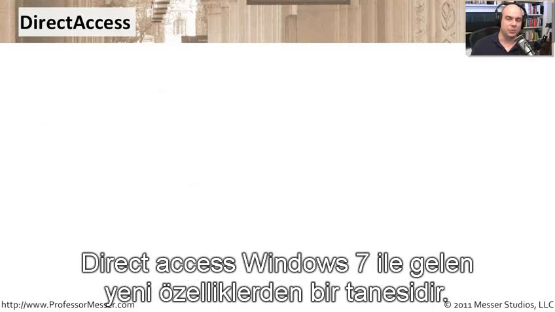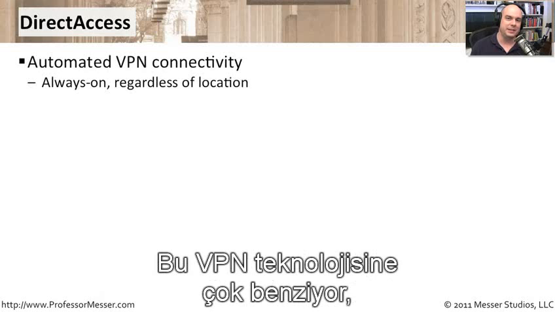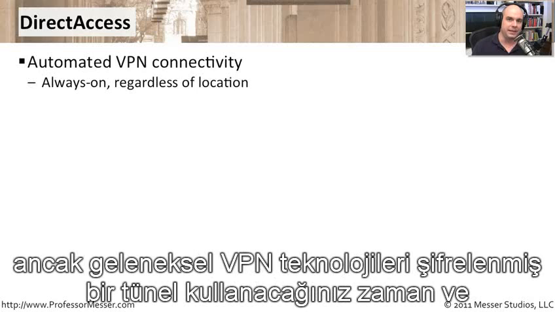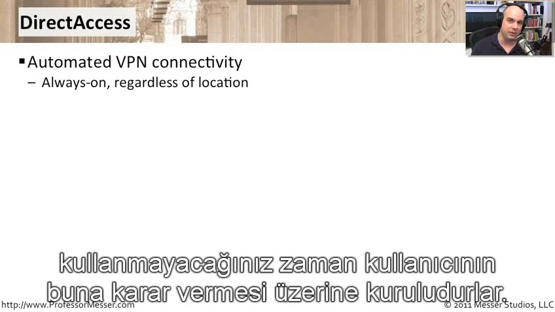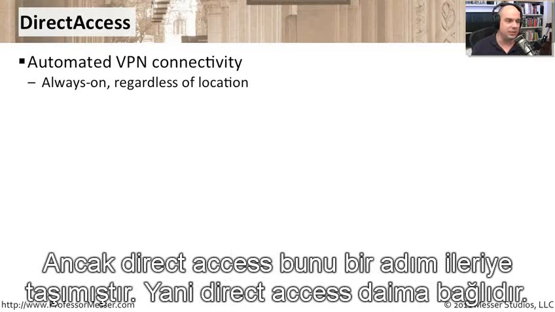Direct access is one of the new features that comes with Windows 7. It is very similar to VPN technology, except with traditional VPNs, you as an end user decide when you're going to bring up and use that encrypted tunnel and when you're not going to use it. Direct access takes this to the next level.